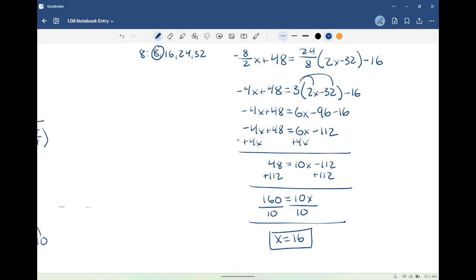Now, I'm going to leave this up for a second for two reasons. One, just some processing time. But two, what questions do we have? Because I know that that feels like a long problem.